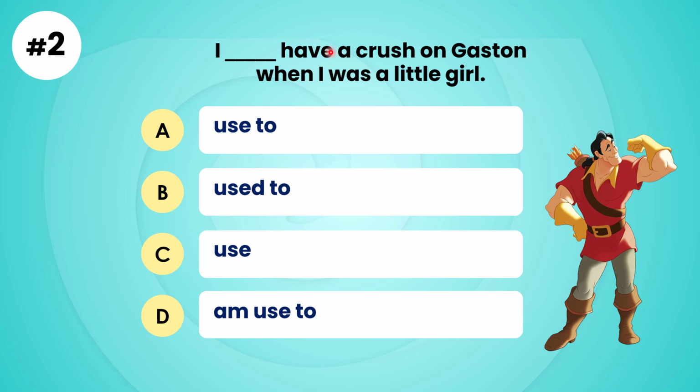Number 2. I have a crush on Gaston when I was a little girl. A, used to. B, used to. C, use. D, am used to. The correct answer is B, used to. I used to have a crush on Gaston when I was a little girl.